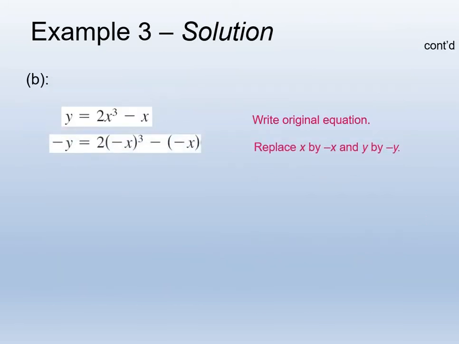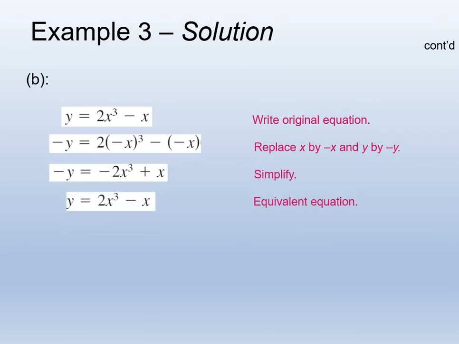I'm going to show it again here on the slide, but you don't need to do that. But if we substitute in a negative x and a negative y into this equation, we have to get y by itself, so we divide the entire equation by negative 1, and we end up getting the same equation back. We get back 2x cubed minus x.